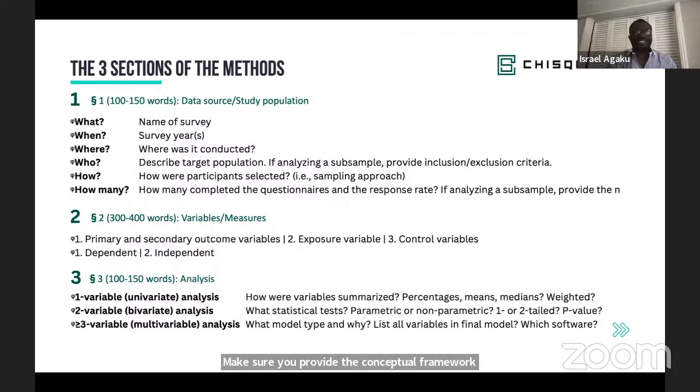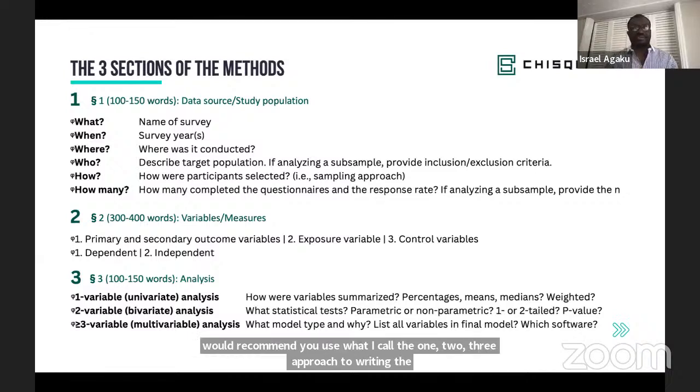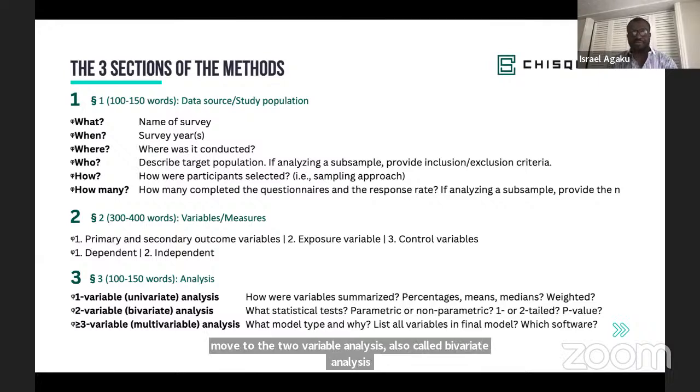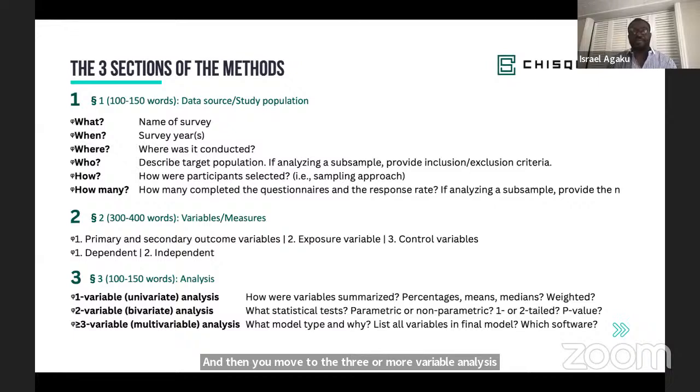And then the last is the analysis. And for the analysis, I would recommend you use what I call the 1, 2, 3 approach to writing the analysis. Start with the one variable analysis, also known as the univariate analysis, then move to the two variable analysis, also called bivariate analysis, and then you move to the 3 or more variable analysis, which we call multivariable analysis, right? So one variable analysis has to do with single variables.